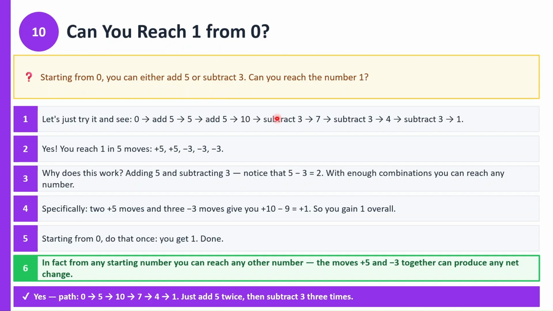So that's it. You have 5 and then 5, so that's 10, right? Finally you have 10. 10 minus 3 is 7. 7 minus 3 is 4. And 4 minus 3 is 1. And that's it. You reach 1. So yes, you can always reach 1.